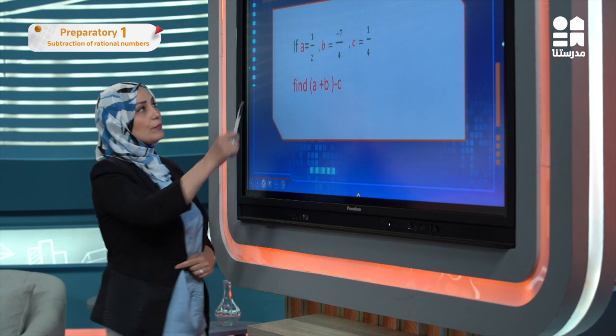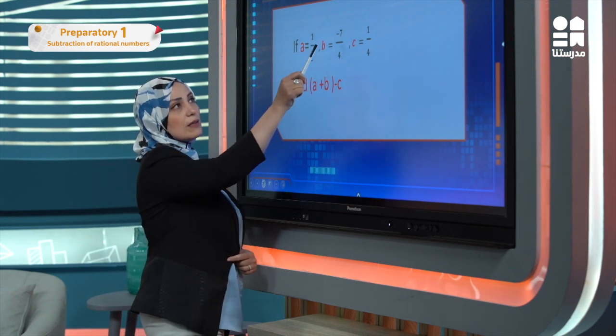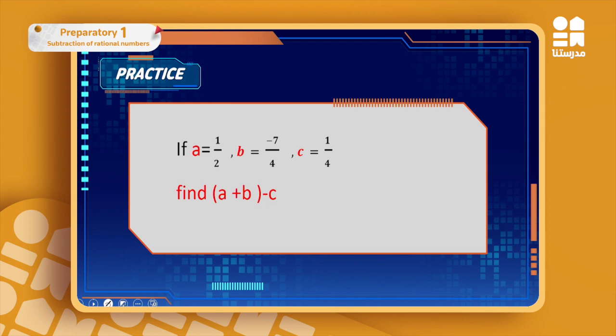خلينا نشوف واحدة كمان. If a equals half, b equals negative 7 over 4 and c equals 1 over 4. Find a plus b minus c. هنا لازم نبدأ بال parentheses او ال brackets. القوس بتاعي بدأ ب a plus b minus c. So instead of a, we are gonna put half. Then b is negative 7 over 4 minus c is 1 over 4.